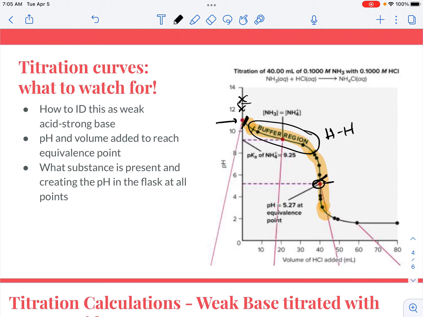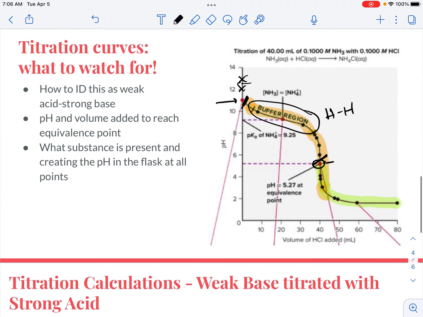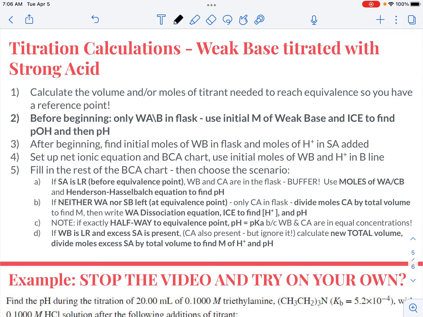After the equivalence point, it is very similar to a strong titration. Remember that now we have the excess of our strong acid, and so the pH will drop drastically at that point and stay low, because adding that strong acid keeps it really low. At that point, you're not really creating a buffer at all. And you do have some of the conjugate base in there, which is why it doesn't drop any farther than that. Okay, so this is the characteristics, and you should be able to identify what's there in all of those regions. Now let's look at some titration calculations.